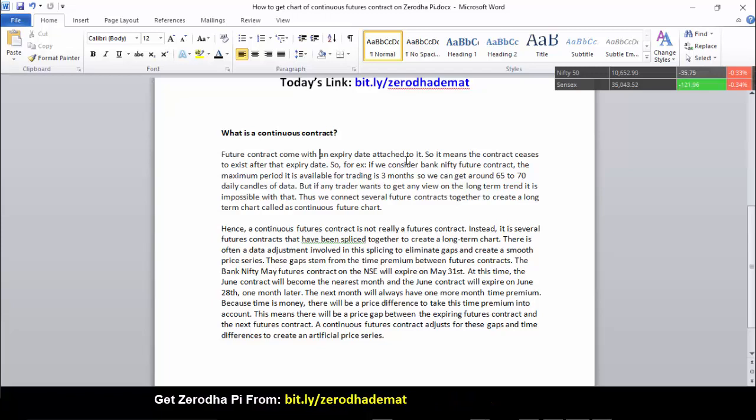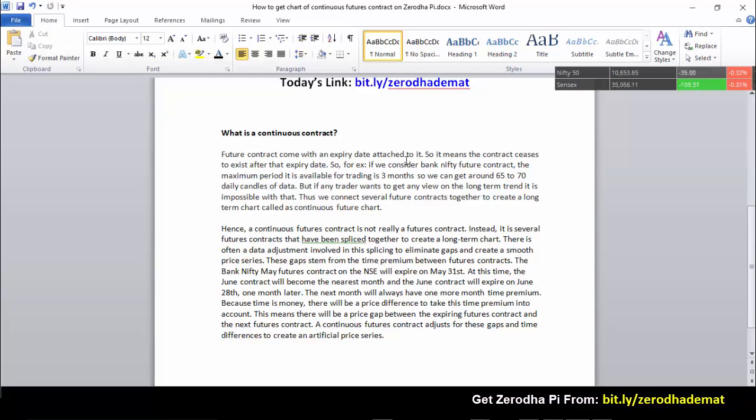But if any trader wants to get any views on the long-term trend, it is impossible with that. Thus we connect several futures contracts together to create a long-term chart called a continuous futures chart. I'll show you with an example later with the Zerodha Pi terminal.